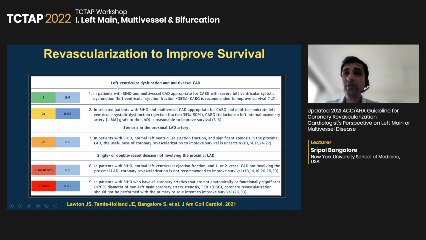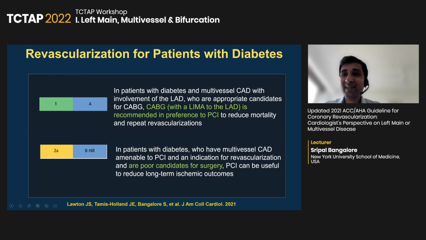In the interest of time, I will end here, but if you look at patients with LV systolic dysfunction, revascularization is class 1, especially with CABG. You can consider PCI in patients who are appropriate candidates for that. But if you have proximal LAD and single or double vessel disease not involving the proximal LAD, there isn't really robust benefit that revascularization will improve survival. Maybe let me stop there, and thank you for your attention.